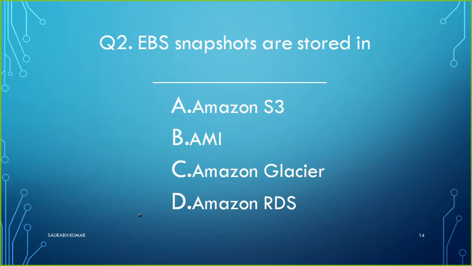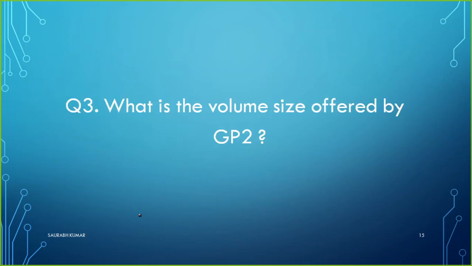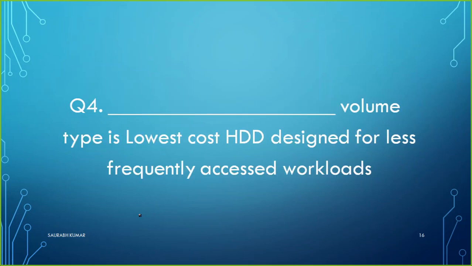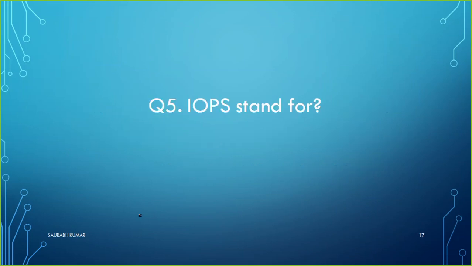You can choose. Third question is, what is the volume size offered by GP2? If you choose GP2 type of volume, what is the minimum, what is the maximum size you can have? Question number 4 says that, which volume type is the lowest cost HDD, not SSD. I am talking about HDD. So in HDD, which one is the lowest cost designed for less frequently accessed workload? Is it ST? Is it SC? Is it IO or is it GP2? What is the right answer? You can give. And final question is, what does IOPS stand for?